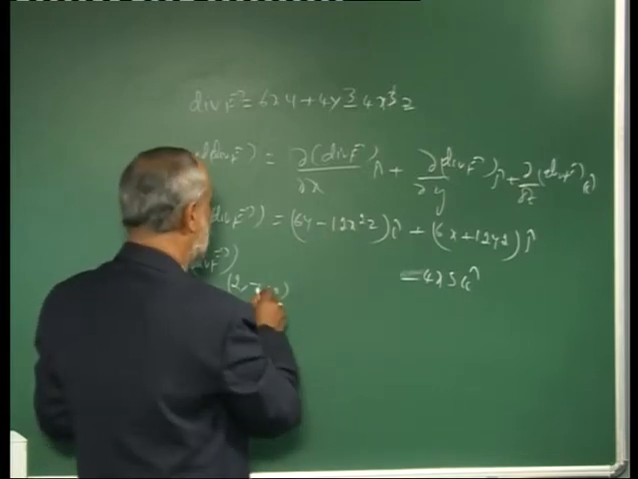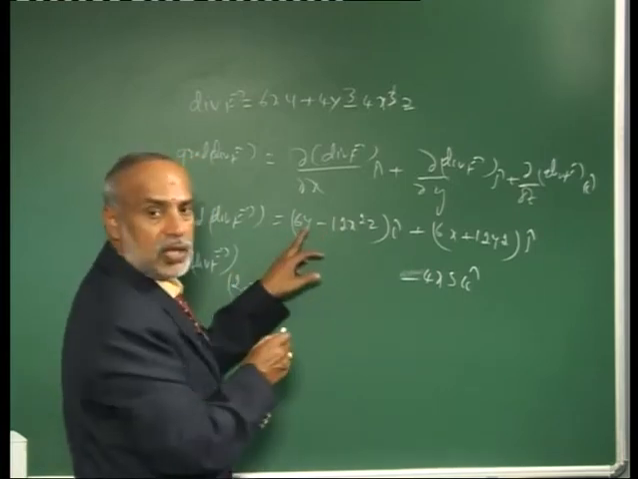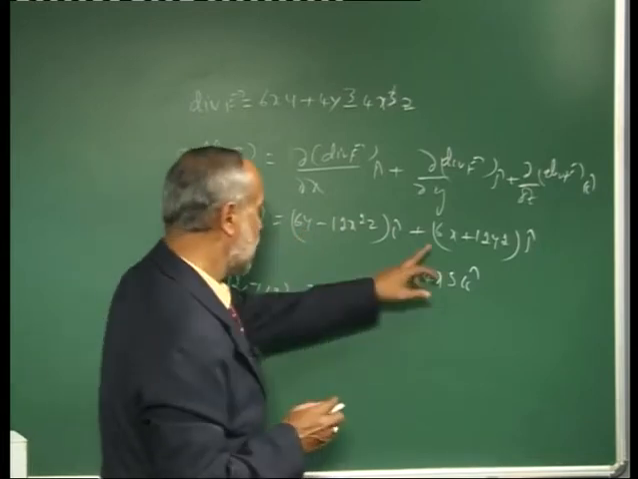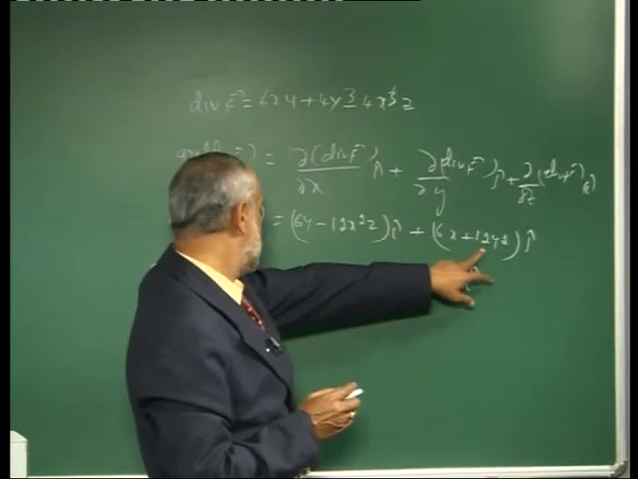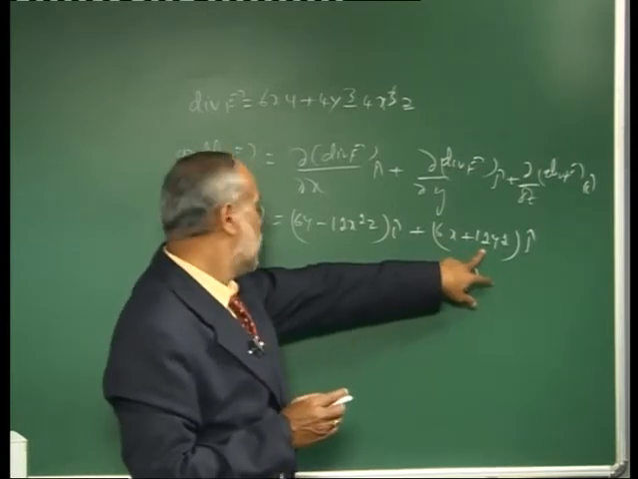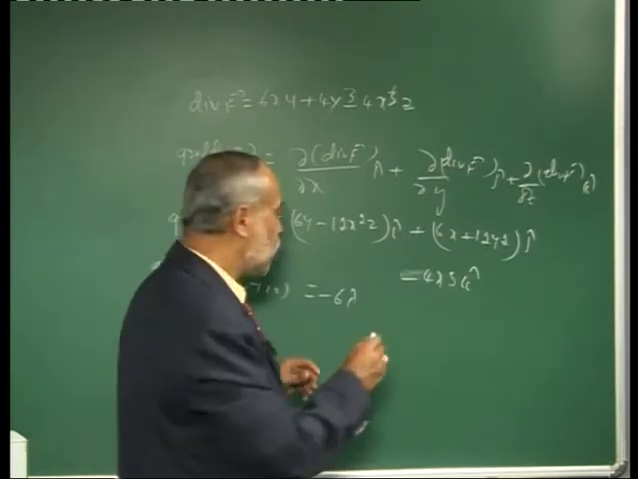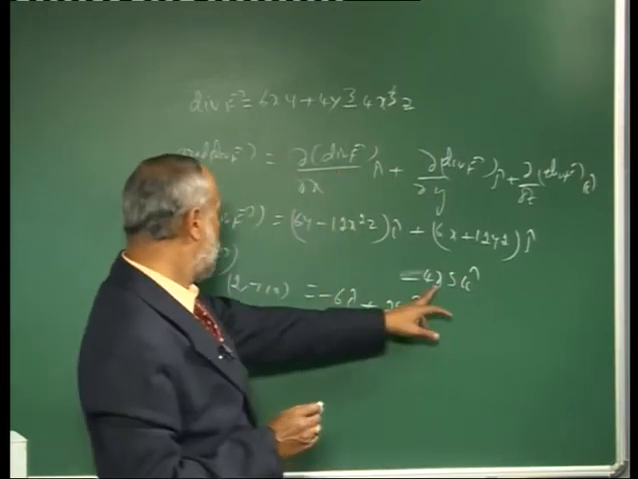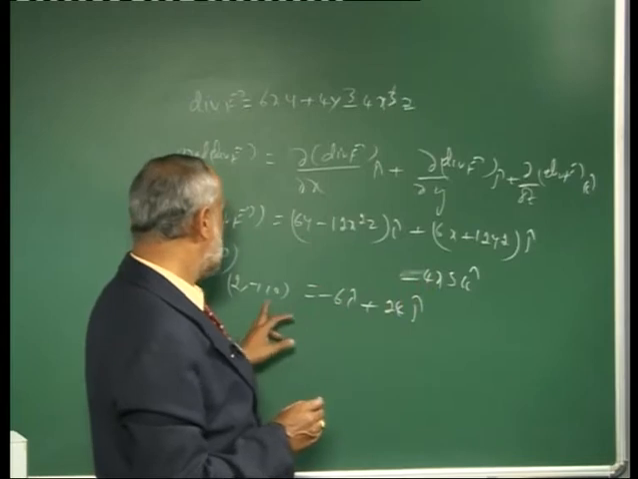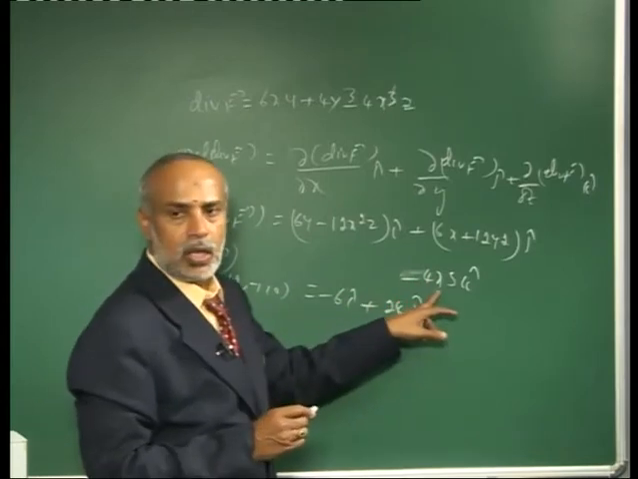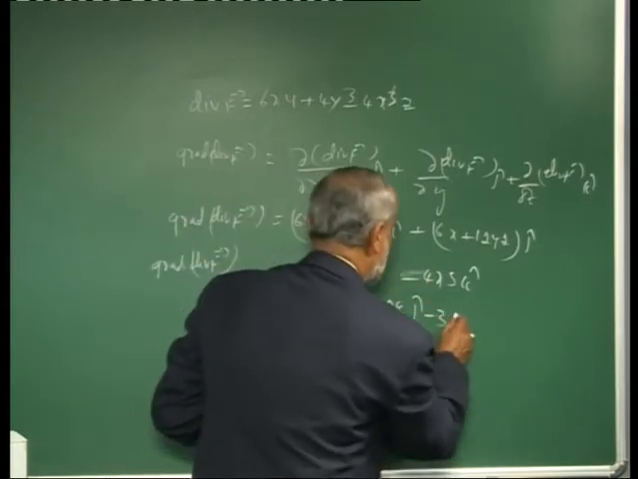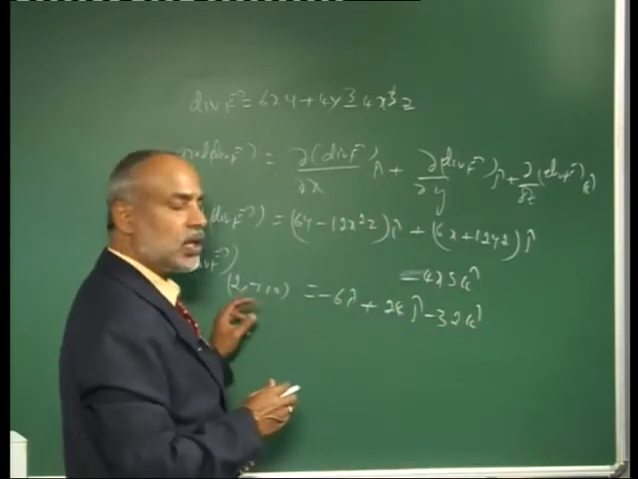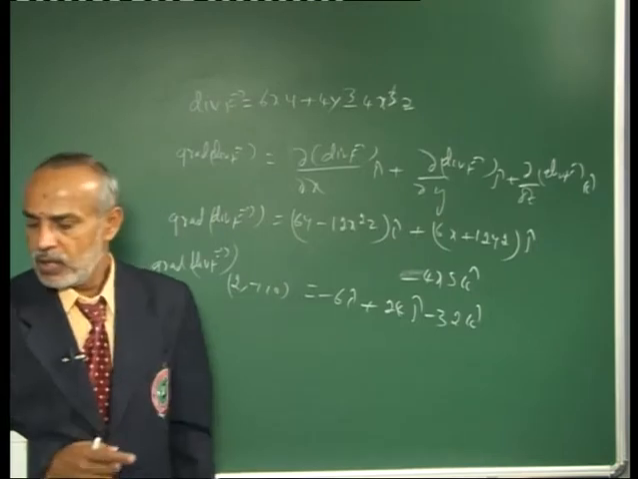This is 0, then y is equal to minus 1. See, the first term is minus 6 i cap. Here you can substitute x equal to 2, y equal to minus 1, z equal to 0, then it becomes 24 j vector. Here x is equal to 2, y is equal to minus 1, z equal to 0, this becomes minus 32 k cap. This is the gradient of divergence of f vector at the point (2, minus 1, 0).